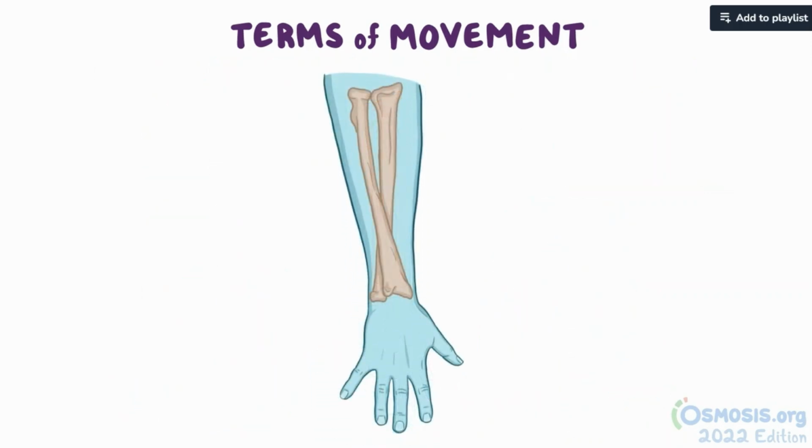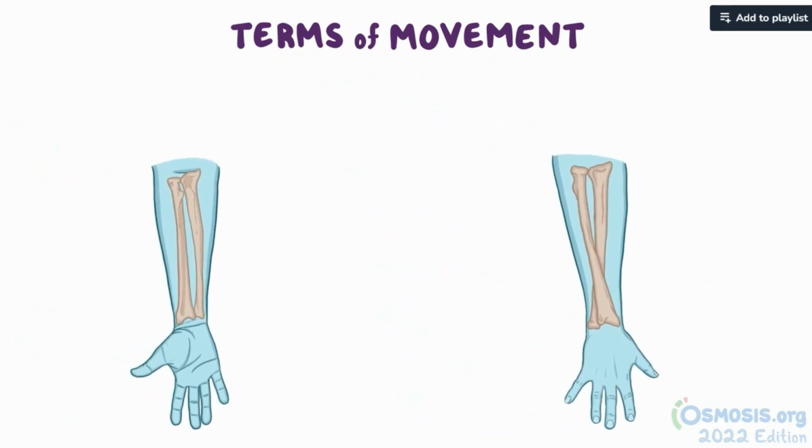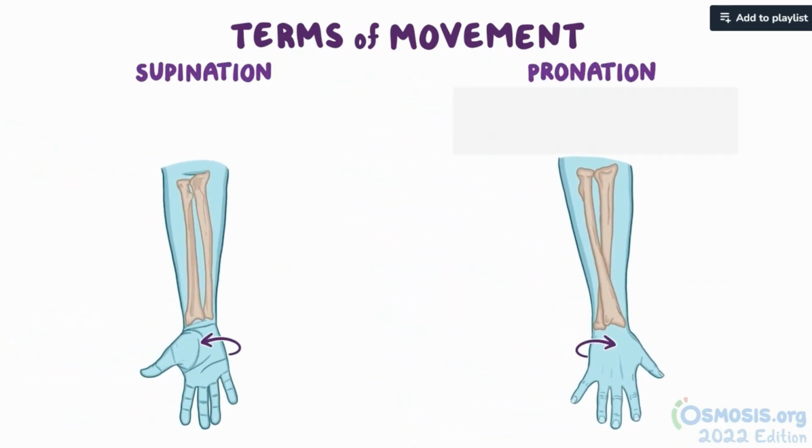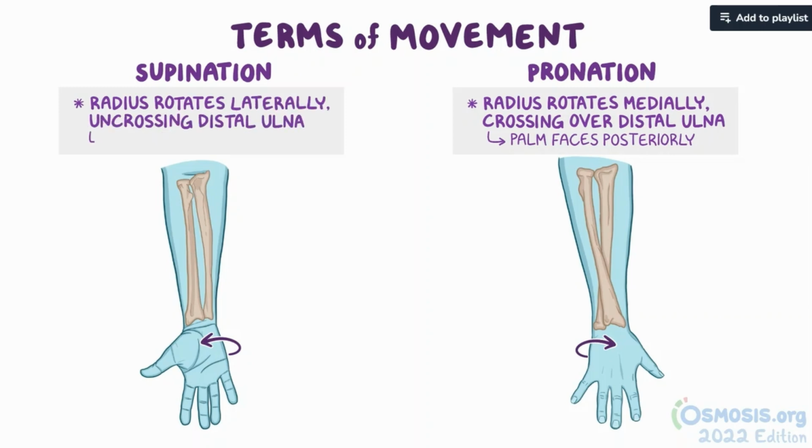Rotational movements of the forearm and hand are due to the medial and lateral rotation of the distal radius, the lateral bone in the forearm, over the anterior aspect of the ulna, the medial bone of the forearm. These movements are specifically called pronation and supination. During pronation, the radius rotates medially, crossing over the distal ulna so that the palm of the hands face posteriorly. Supination is the opposite movement, where the radius rotates laterally, uncrossing the distal ulna, so the palm of the hand faces anteriorly.